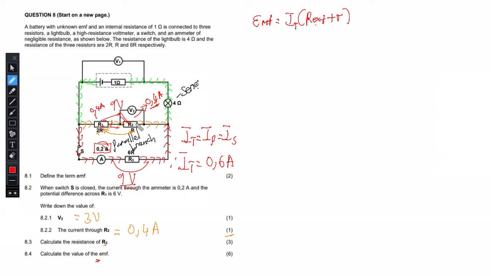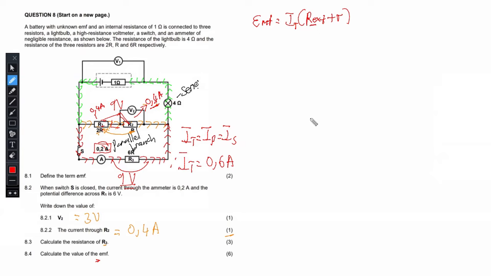So you cannot treat them as two different currents. But then here, the current that passes through here is not the same current in here, which is why I indicated them by different colors. So it's the color scheme strategy that I use to remember that. So 0.6 amperes, that's our total current.